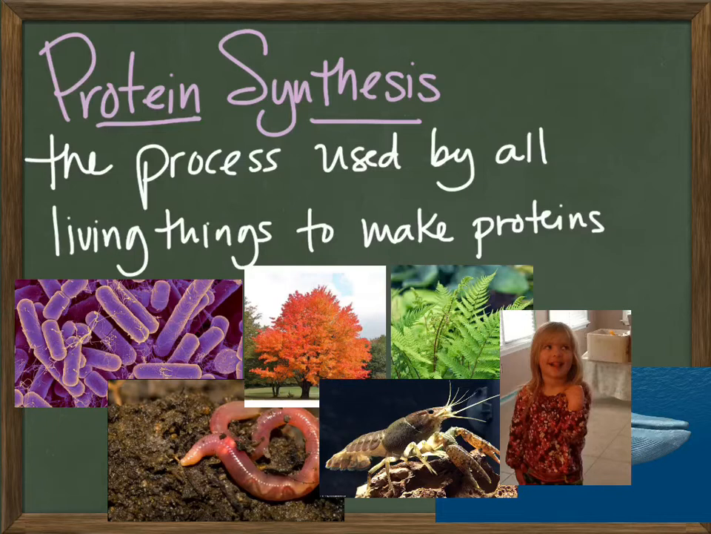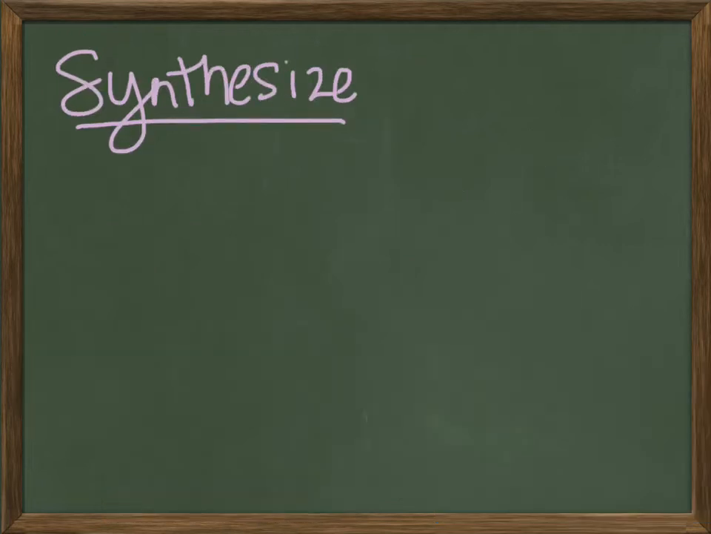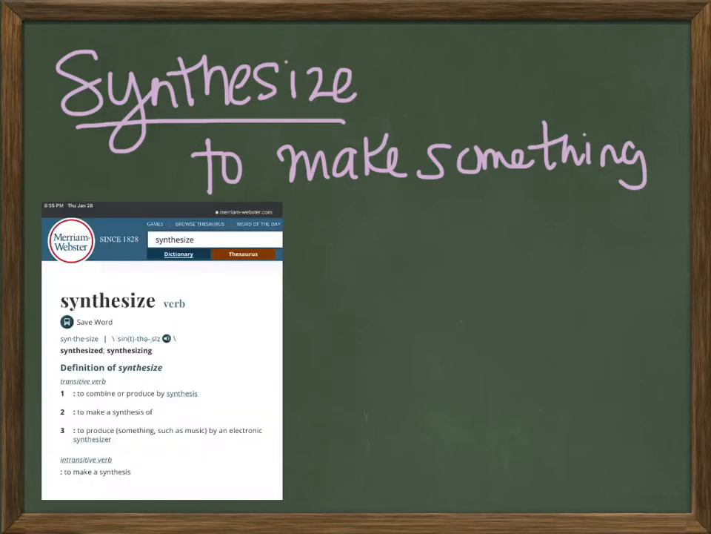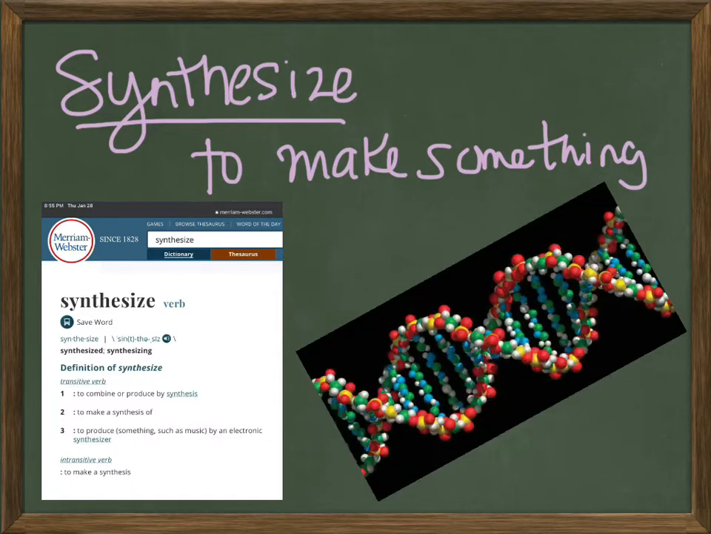That's protein synthesis. Let's break down the two words that we're talking about here. We'll actually start with the second word, synthesis, but we're going to talk about what it means to synthesize something. To synthesize something is to make something, to build something, to put something together. The dictionary says to combine or produce by synthesis, to produce something. And in this case, we're not making DNA, we're making proteins, but we're making them from the instructions in DNA.